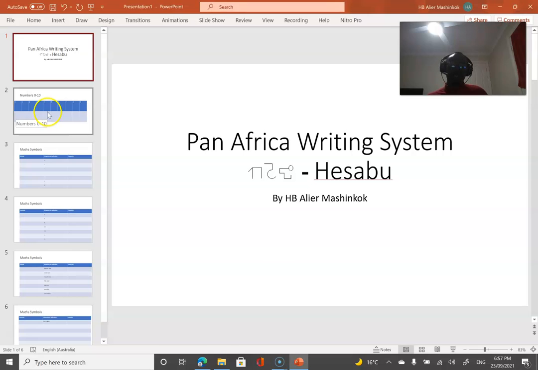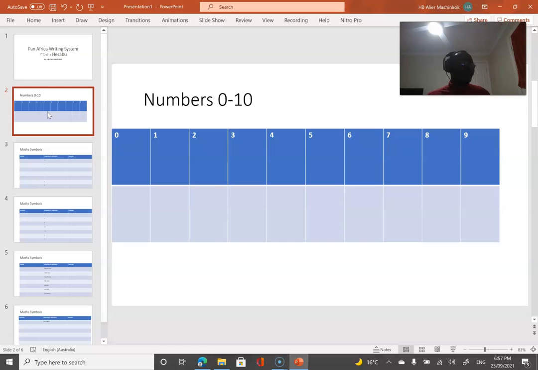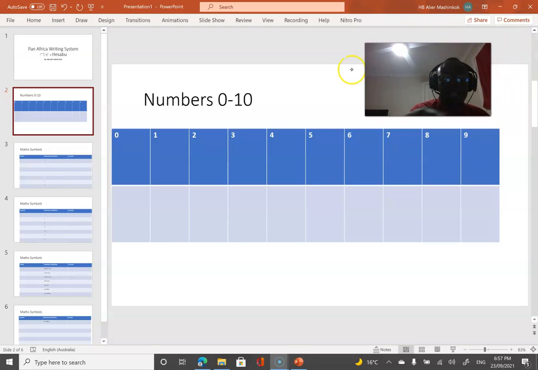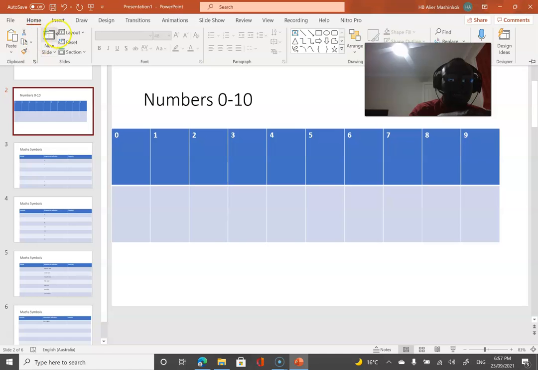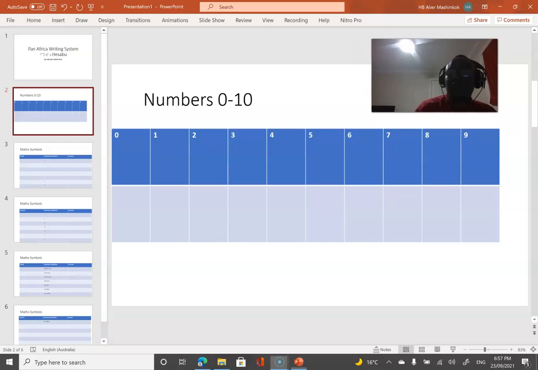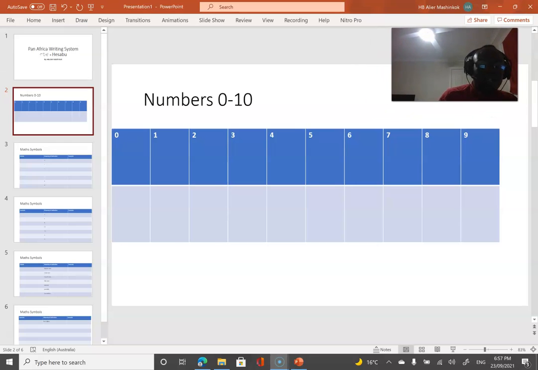So the numbers are very simple, actually. They're very simple, and they are really quick to learn and to understand. Once you understand the numbers, everything else should go through with you, and you can understand that the writing system is very good, and it is very simple to write the Pan-African writing system. So with that being said, let's start with the numbers first.